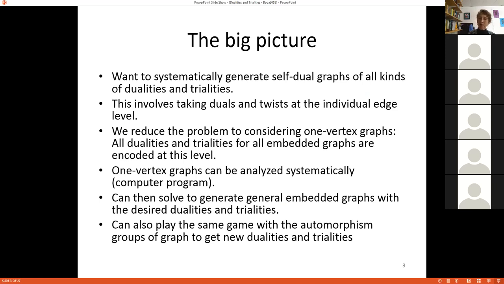Once you've got a handle on what all the one vertex graphs are doing, you can then solve this lovely commutative diagram to generate general embedded graphs with the duality and triality properties that you want. You can also play the same game, not just with one vertex graphs, but with the automorphism groups of any graph with particularly rich automorphism groups, to generate new dualities and trialities in that graph's orbit.